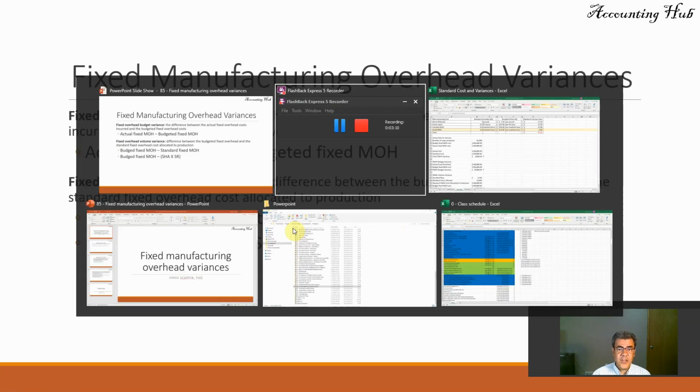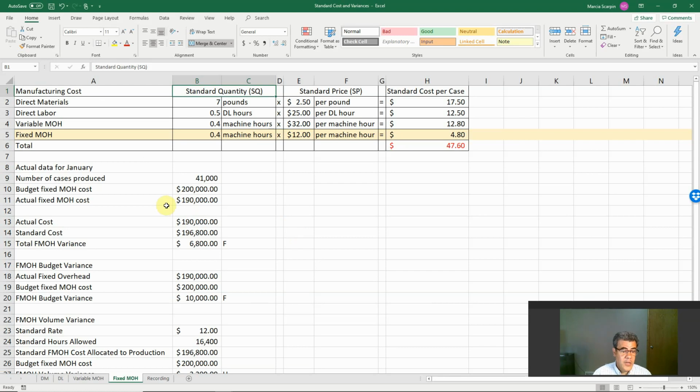So let's go to our Excel file. Here we have all of the other videos, so we are working with the same Excel file. Here we have the data for our fixed cost: 0.4 machine hours, usually the same as our variable, times $12 per machine hour, $4.8 per unit. Number of cases produced, 41. Budget cost $200,000. When we did our budget a very long time ago, 200,000, and our actual fixed manufacturing overhead is 190.